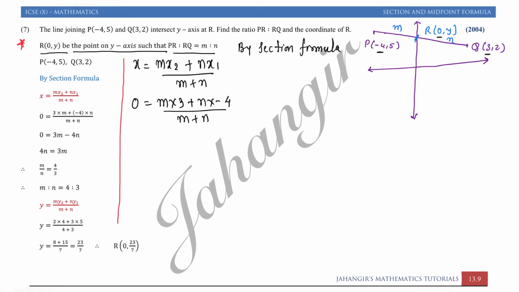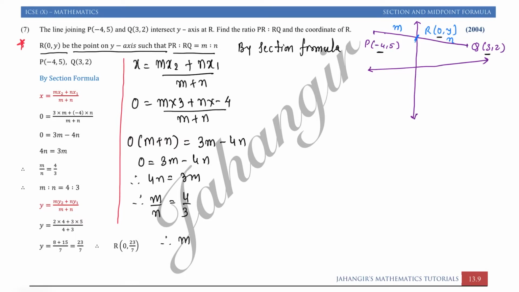So now cross multiplying (m plus n) with 0. If you don't want, don't write it, because some students make mistakes while doing this in a test. So that's why I'm showing you. Whenever you multiply anything by 0, its result is always 0. That is equal to 3m minus 4n. So 0 is equal to 3m minus 4n. So therefore 4n is equal to 3m. So therefore m upon n is equal to 4 by 3. So m is to n is equal to 4 is to 3.